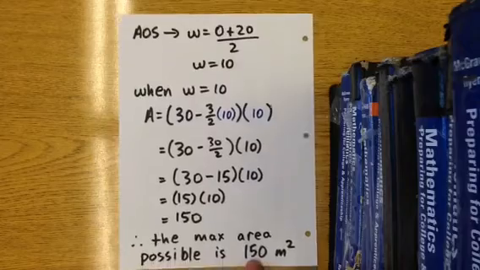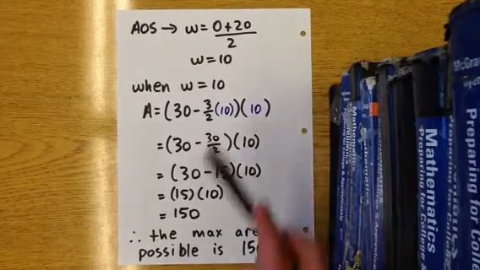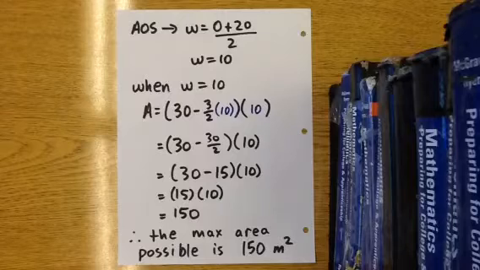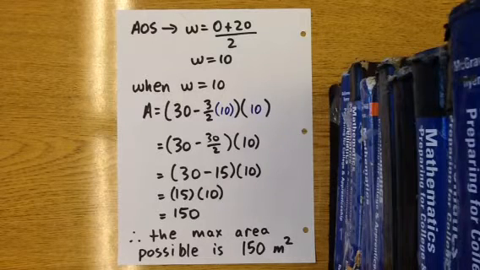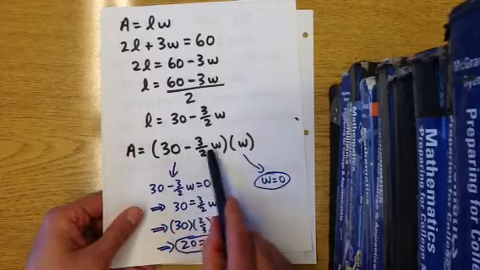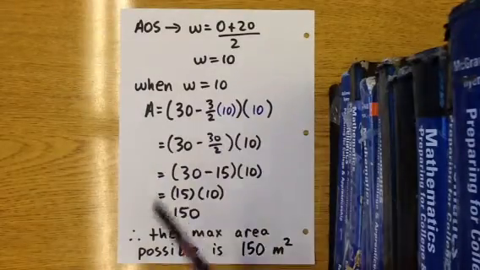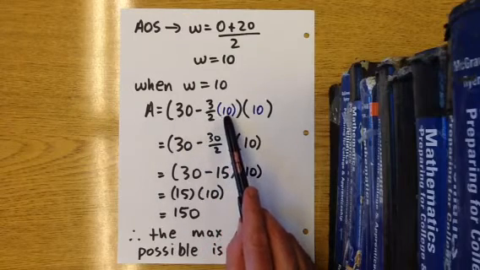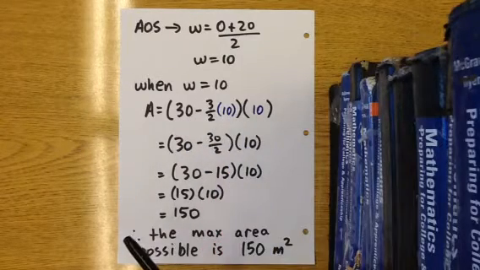Okay? So what we do next is add the 2 zeros and divide by 2. So W ends up equaling 10. Now, when W is equal to 10, we have to figure out what the overall area is. Well, remember, this is the formula for area, 30 minus 3 halves W times W. So subbing in 10, we get 30 minus 3 halves times 10, quantity times 10.